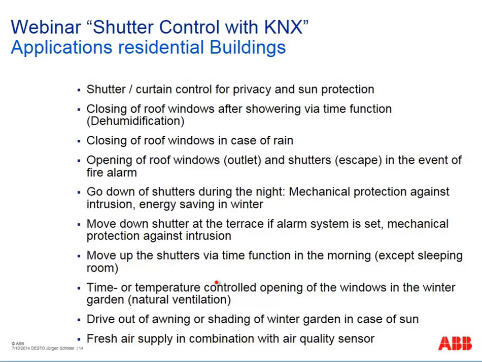So here we compare indoor and outdoor temperature, and depending on the situation, we open windows to cool down the building. And if you have a shading system for the winter garden, of course you should close it in case of sun to avoid any overheating. Electrical windows can also be used in the winter garden to increase the fresh air in the room and the building, maybe controlled via an air quality sensor. Could be also possible.